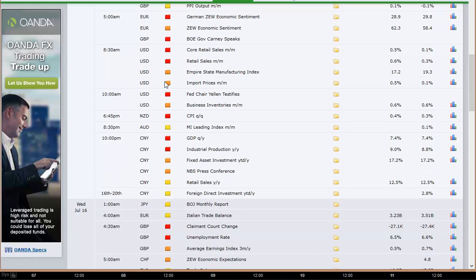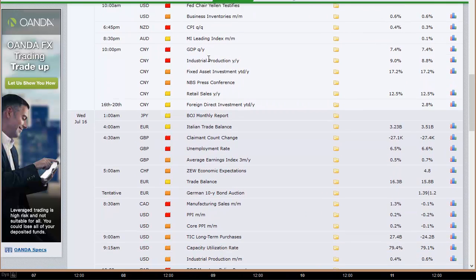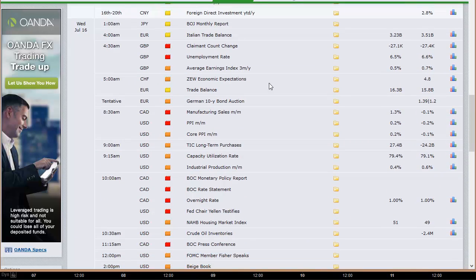The U.S. has retail sales, Empire State Manufacturing Index, and import prices at 8:30 a.m. Tuesday morning. Fed Chairman Yellen is testifying, Fed Chairperson, Fed Chairwoman, however you want to say it. Yellen is testifying to Congress. We've got business inventories at 10 a.m. Then tonight, we've got the CPI out of New Zealand, MI leading index out of Australia, and a bunch of data out of China: GDP, industrial production, fixed asset investments year to date, NBS press conference, retail sales, and foreign direct investment.